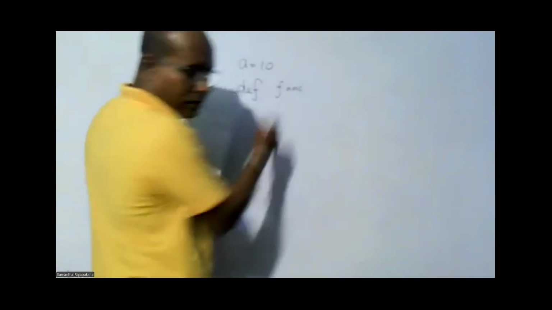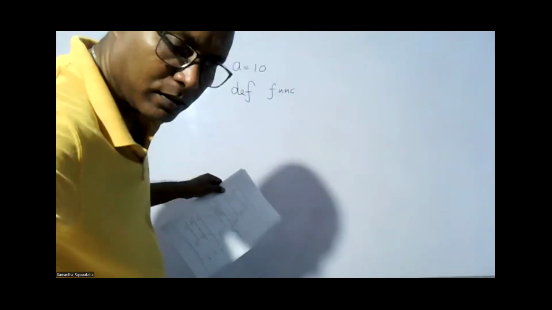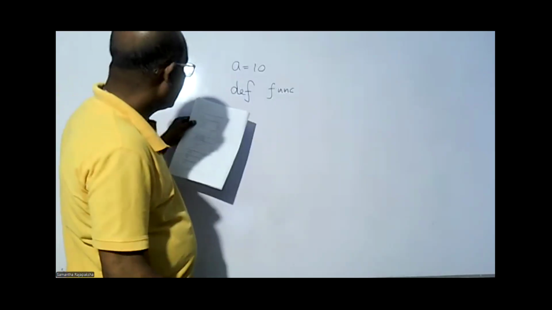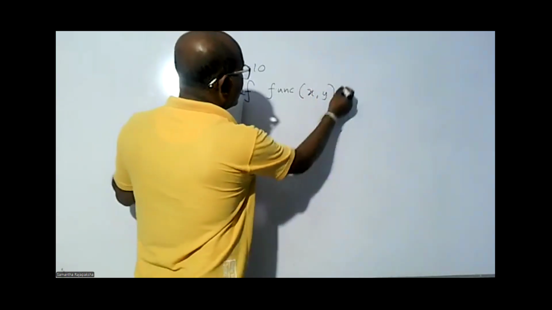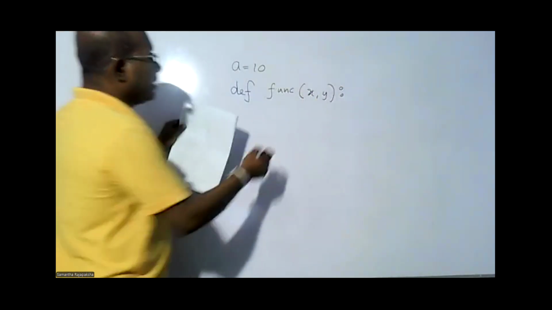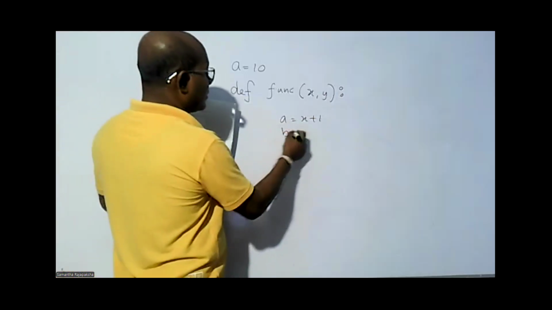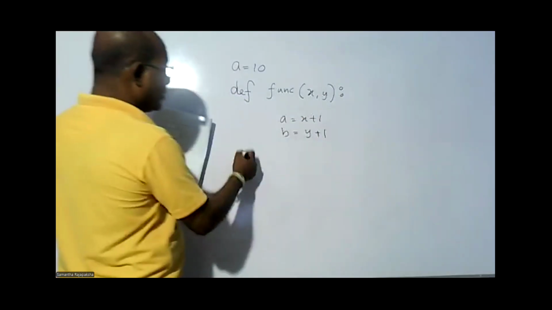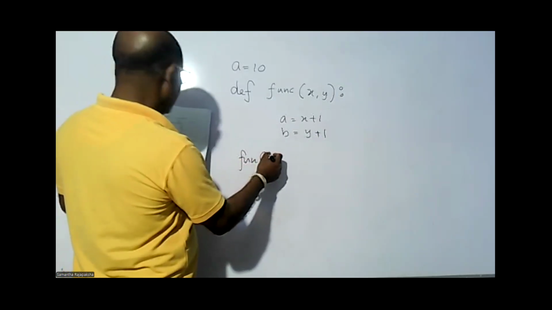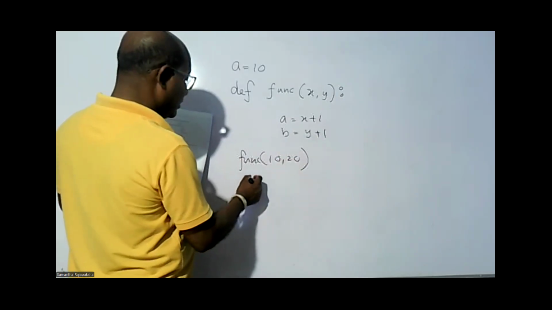There should be a function name. We have some parameters to pass, x and y arguments. And we write a equals x plus 1, b equals y plus 1. And here we have the function call with some parameters, 10 and 20. And you print A.